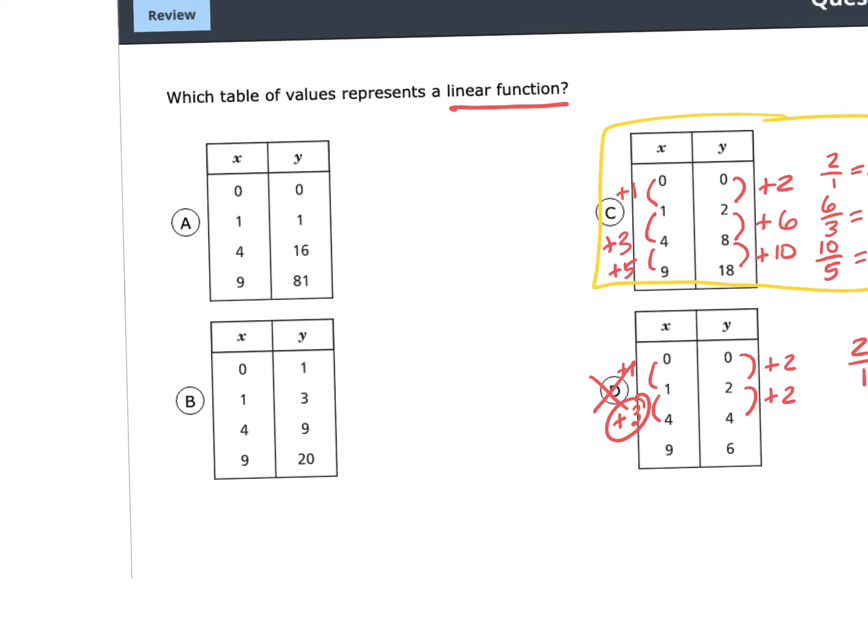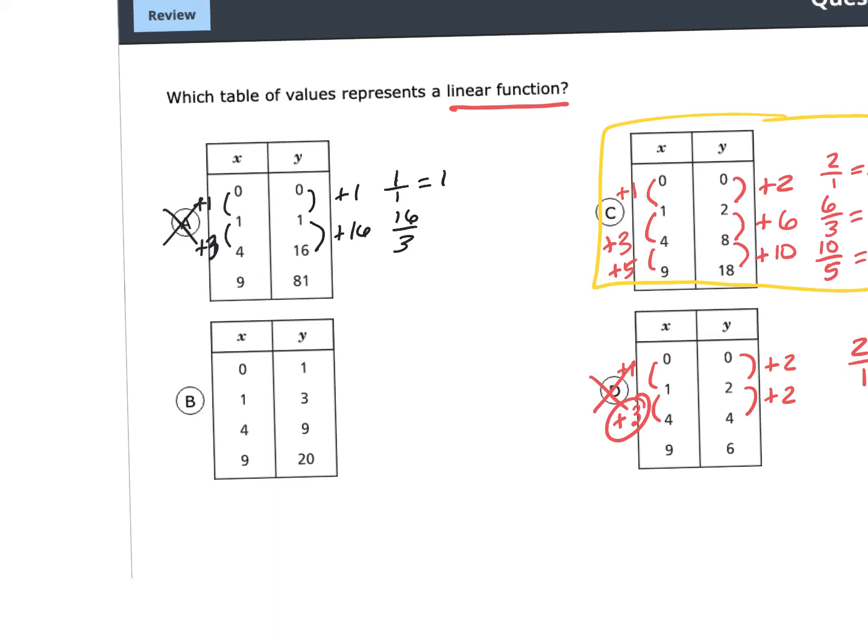So with choice A, we would go up by 1, and we go up by 1. Then we're going to go up by 3, and up by 16. So our first one would be 1 over 1, which is just 1, but our second one is 16 over 3. That is most certainly not 1.